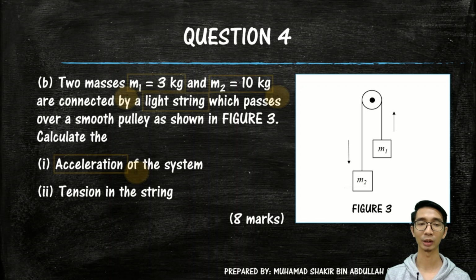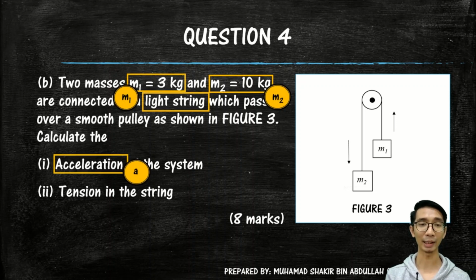Okay, so let us focus on the first part. We have a mass M1 of 3 kg, M2 another mass of 10 kg.